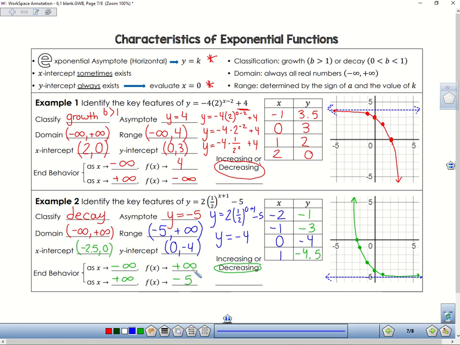So, any questions about that? So after lunch, we're going to do a few application problems, and then you guys will have about 20 minutes for your assignment.